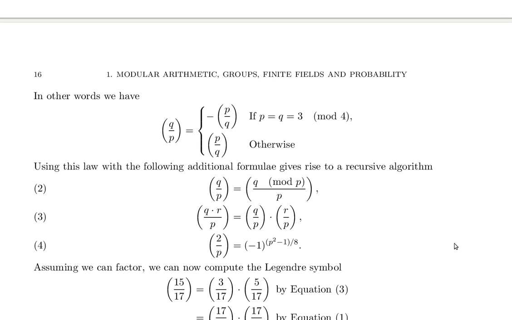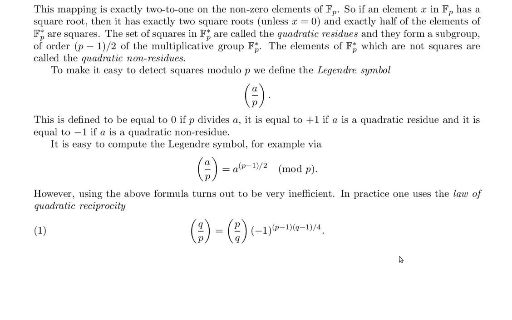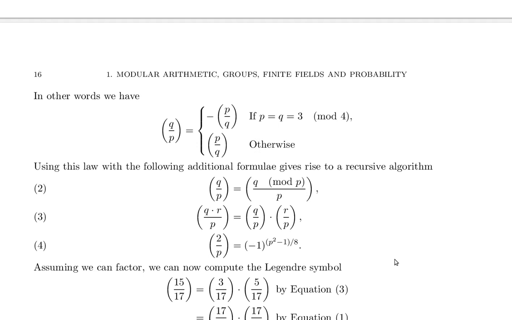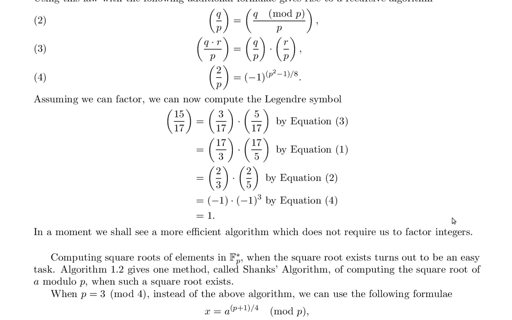So the Legendre symbol (q/p) equals ((q mod p)/p). And (qr/p) equals (q/p) times (r/p). These are the Legendre symbols in parentheses. And (2/p) equals (-1)^((p^2-1)/8). Assuming we can factor, we can now compute the Legendre symbol.